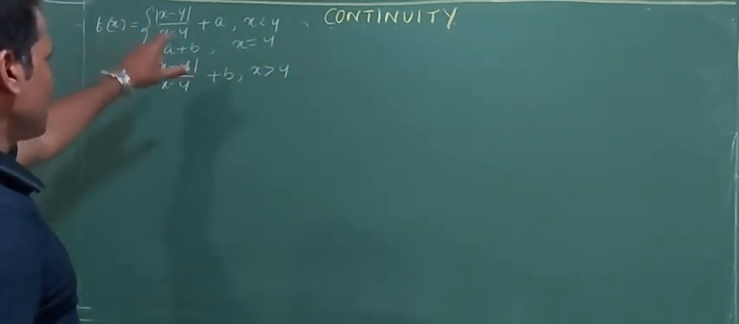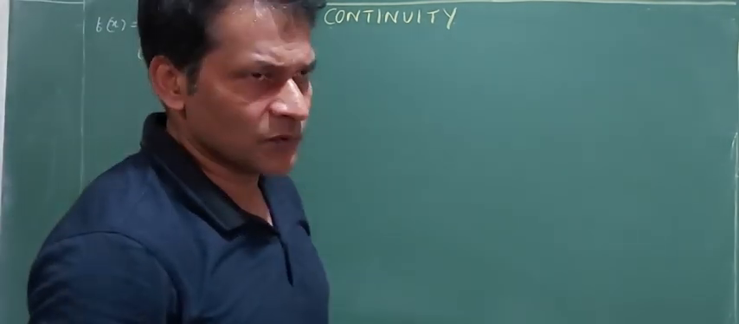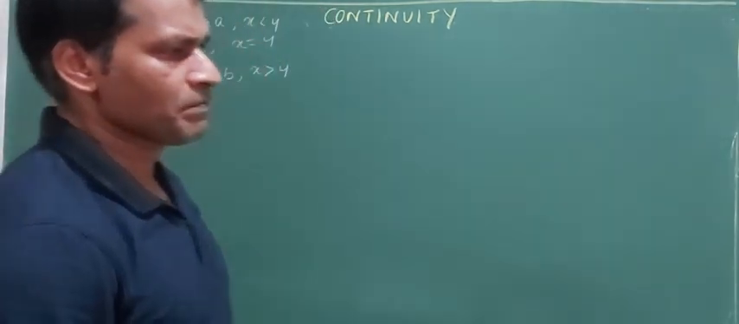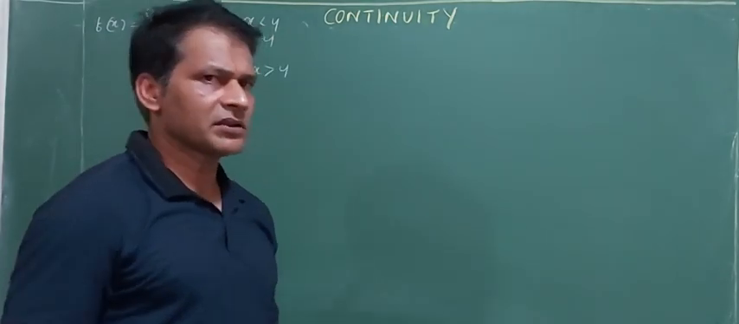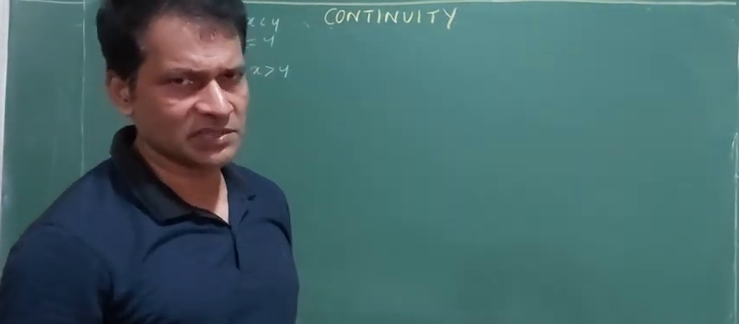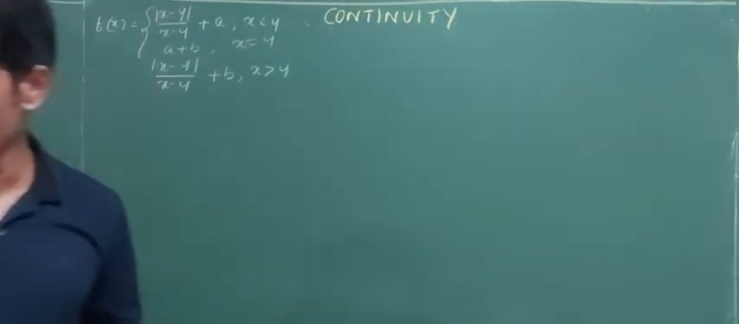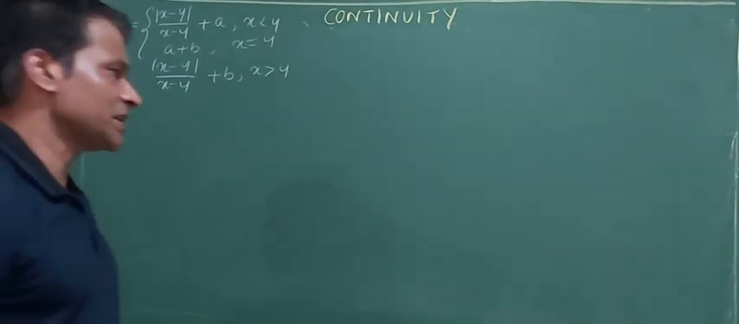The question is, if the function is continuous at x equals 4, find the values of a and b. The point is given, x equals 4, find the values of a and b.